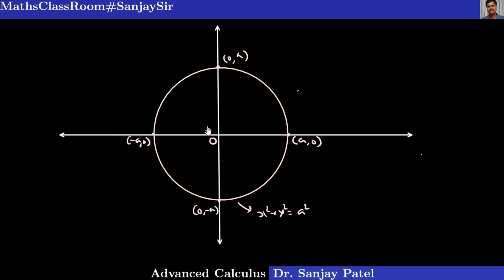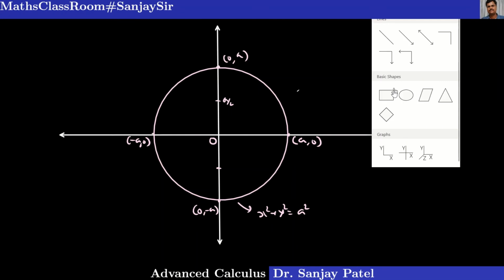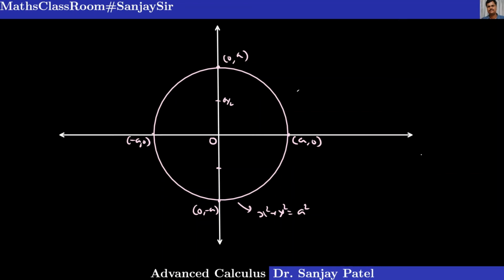So if this distance is a, I can take this much distance as a by 2, and this much distance here also as a by 2. So now I will draw the second curve, which is an ellipse, and let me choose some other color. So the second curve is an ellipse.